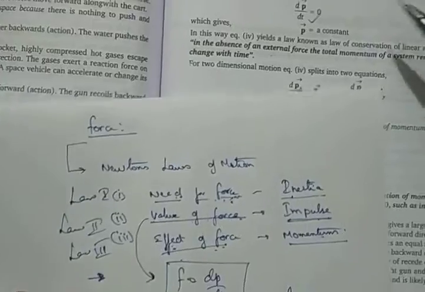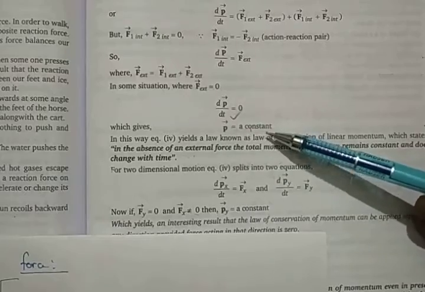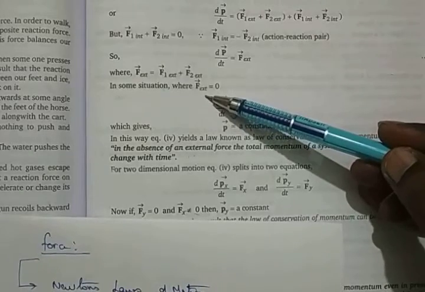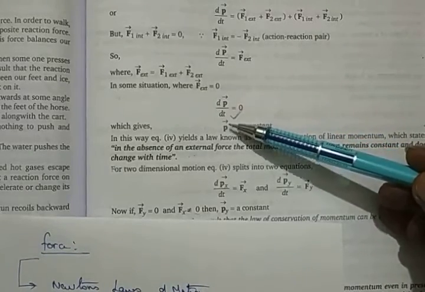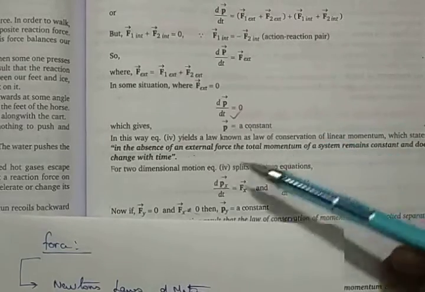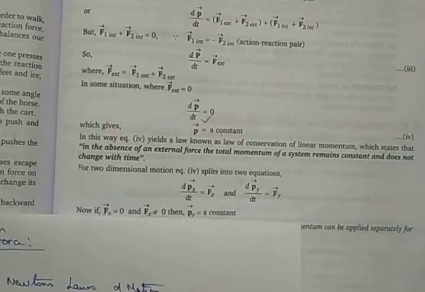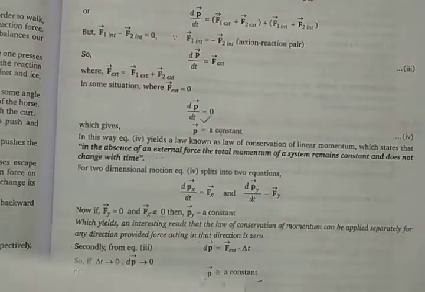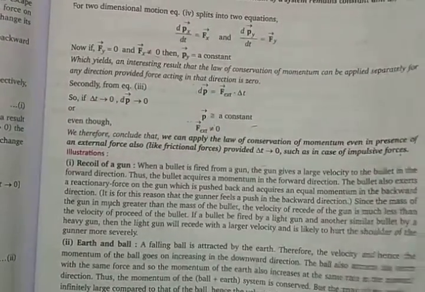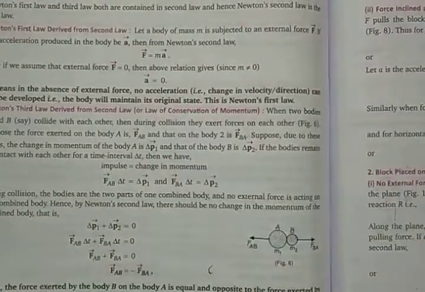That's what is also shown here. Look at this one. dp upon dt is 0. If you look at the whole derivation, when dp upon dt is equal to 0, p is equal to constant. So in the absence of external force, the total momentum which is involved in that whole process is always a constant. So in the absence of external force, the total momentum of the system remains a constant. That's what the definition says. So please learn this one thoroughly. I just told in very quick terms what it is. And the illustration goes on, recoil of a gun, earth and the ball, and many other things which are there, right?